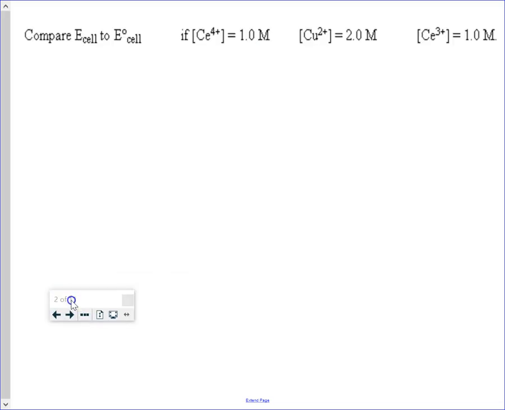Okay? So let's do this again. We can try a similar problem. If we were to change the concentration of the copper 2+, the cerium 4+ is 1 molar, the cerium 3+ is 1 molar. Those are the same as standard. Okay? But copper 2+ we've now increased. If we go back to the original reaction, copper 2+ is a product. If that goes up, again, we're going to have to shift to the left. Okay, we're going to shift away from that increase.